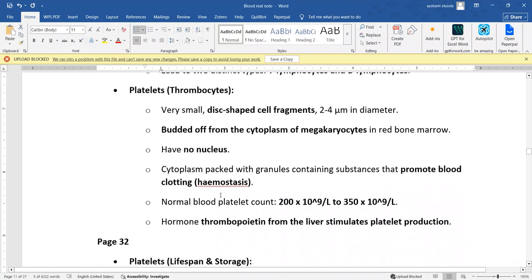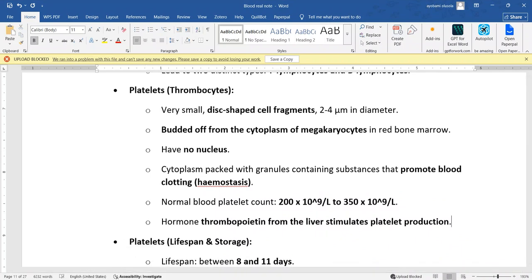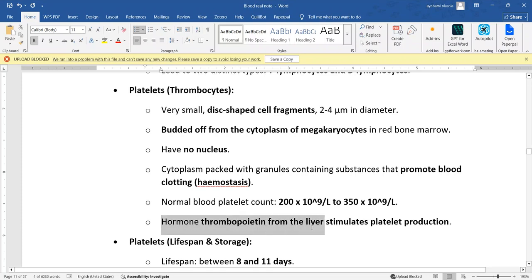Platelets are thrombocytes, and like we said, they are responsible for coagulation or blood clotting. So what do we need to know about this? They have no nucleus, and their cytoplasm is packed with granules containing substances that promote blood clotting. You don't need the normal blood platelet count. Thrombopoietin is a hormone from the liver, and it stimulates platelet production.